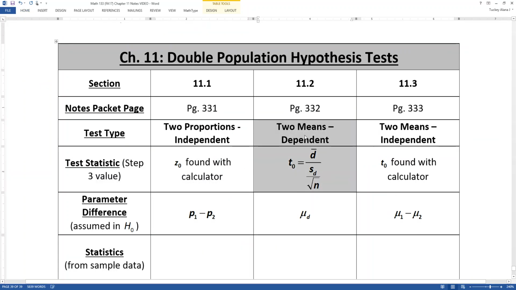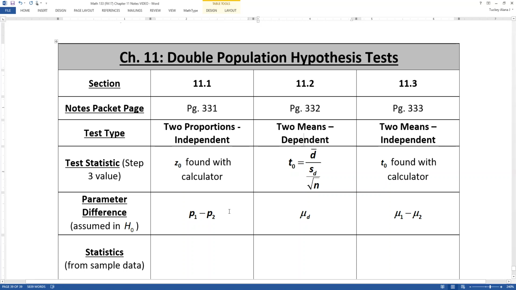That's basically the same thing as this. It's just that mu 0 is always hypothesized to be 0. You always assume there's no difference in the groups unless you can prove otherwise. So you have d bar over sd over the square root of n. Technically, when you get into other upper level statistics courses, you actually can hypothesize a difference for mu d, but our book always assumed 0.